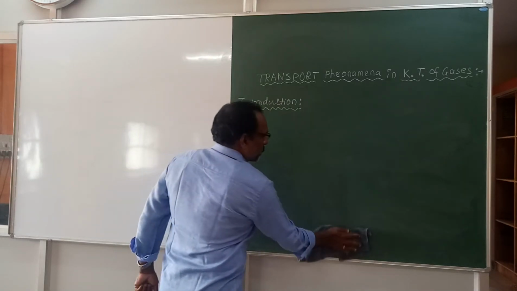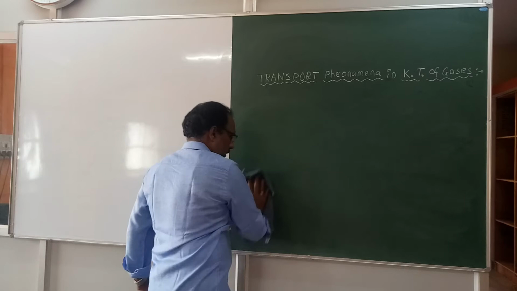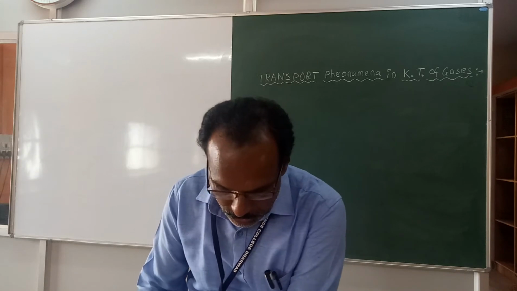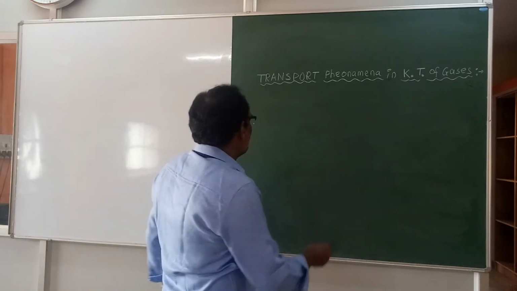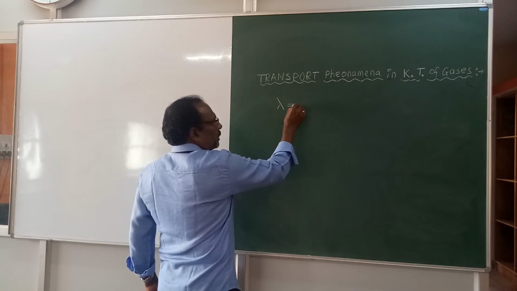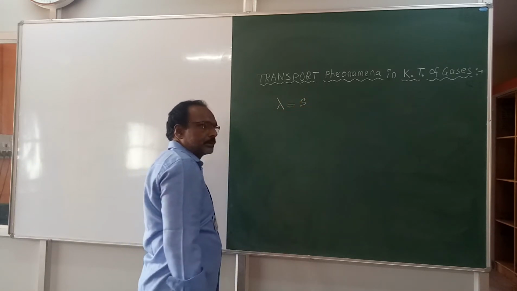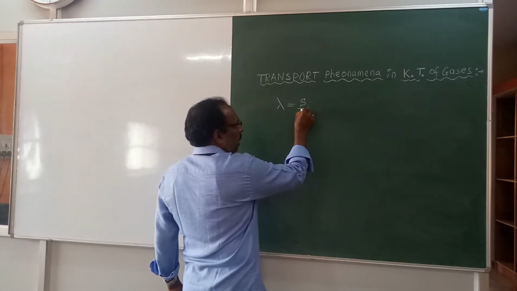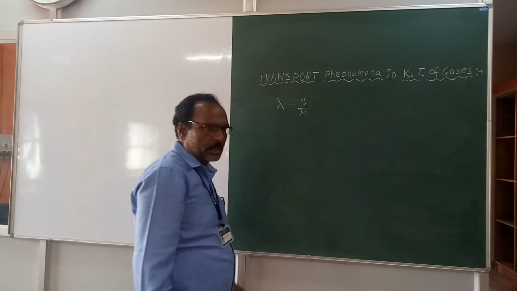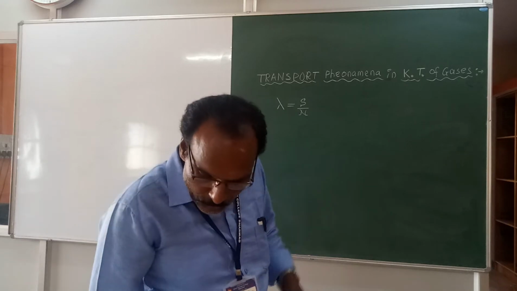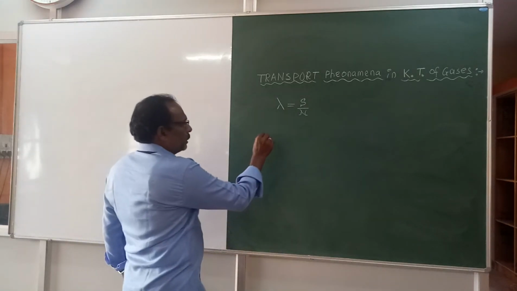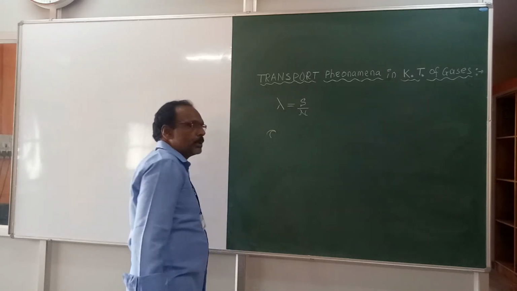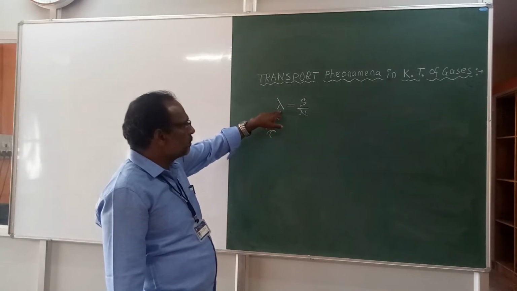Well, there are two expressions given by two scientists. This expression is known as the expression for the mean free path: lambda is equal to the total distance traveled divided by the total number of collisions, S by N. This is the average mean free path. The average distance between successive collisions is called the mean free path.